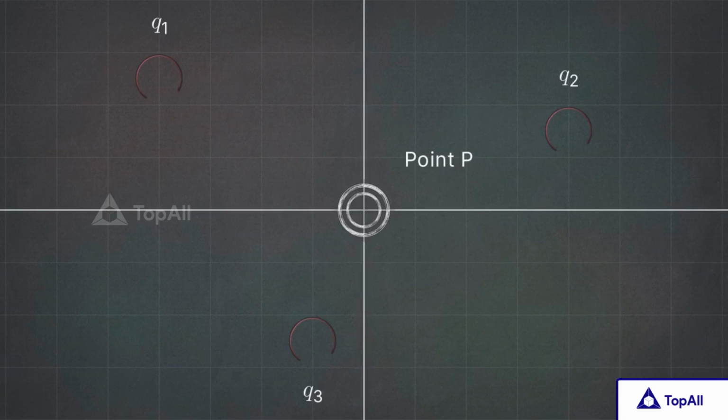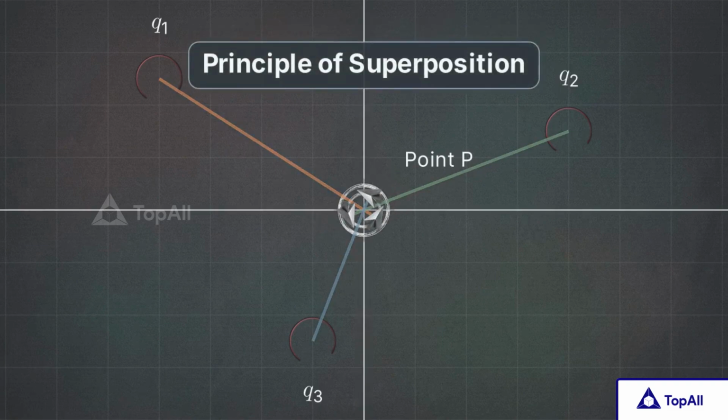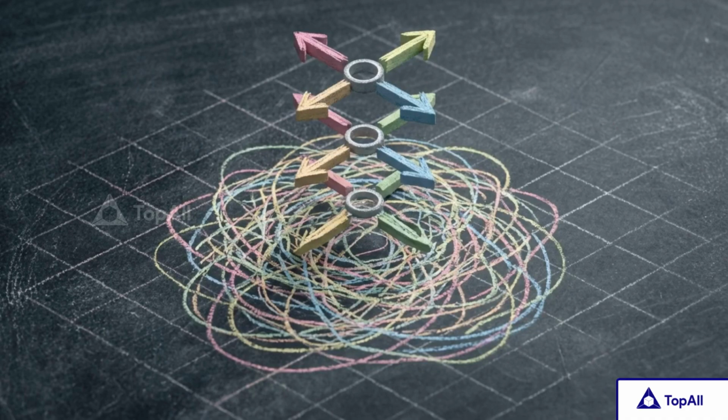To understand this physics, we focus on a single coordinate in space, point P. We place 3 source charges around it. Point P becomes the center of a tug-of-war. With these overlapping forces, we must determine the net electrical effect here. Mapping this environment requires a systematic rule that allows us to deconstruct the system and solve for it one piece at a time.